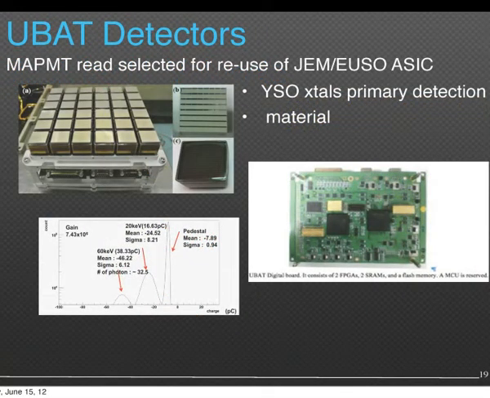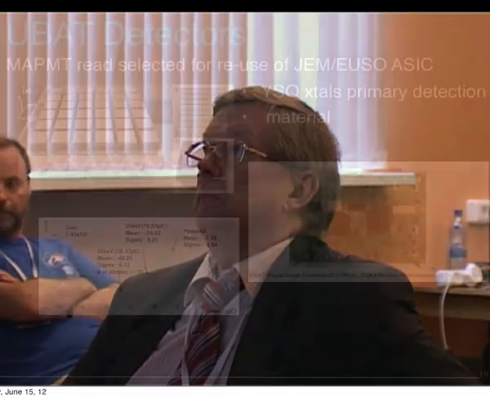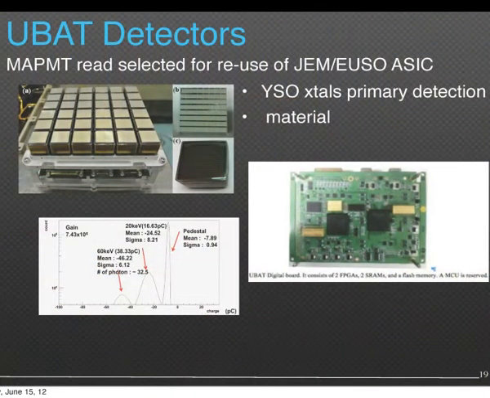Our detector is read out by MAPMTs, and here we have YSO crystals. The reason we ended up with this is we had a very, very short time to do this project. We tried to get good electronics for CZT detectors, and we were unable to do this in the time frame necessary. However, we have connections to the GEM-USO collaboration. We were able to have their ASICs to read out all these MAPMTs. And so that's the motivation behind this very non-standard kind of detector.